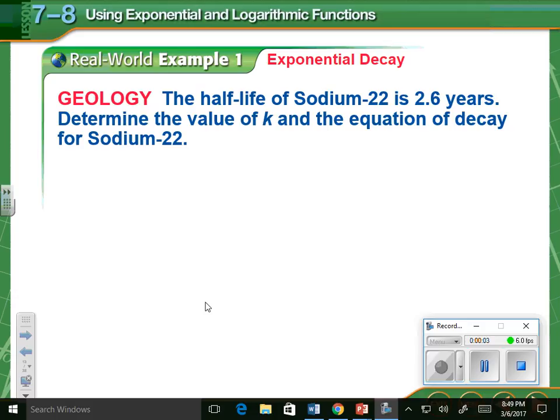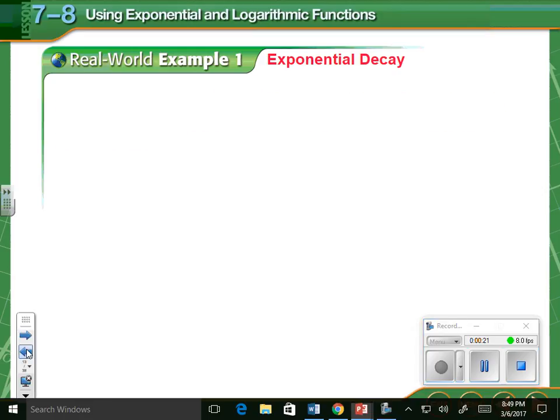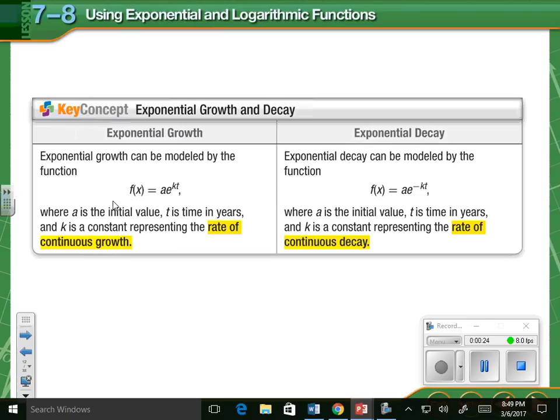These problems will correspond with the notes for 7-8. On 7-8, you'll be either using the exponential growth or exponential decay formulas. This will be the one you use for exponential growth. This will be the one you use for exponential decay. The only difference is that it'll be a negative on the exponent.